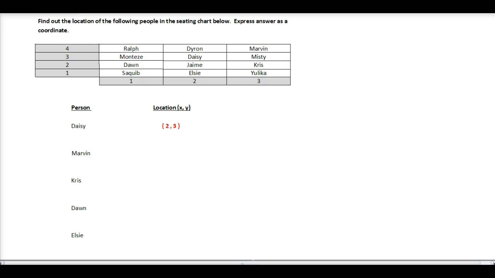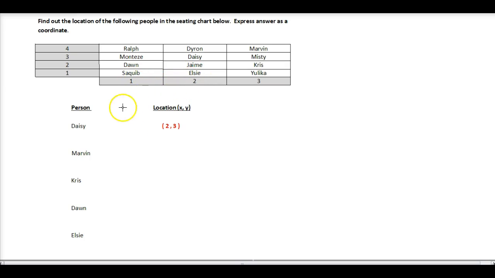Okay, so now we are at our final example where we have taken our Cartesian plane and rearranged it in a way to where now we are talking about a seating chart for a particular room. Just to give us an example of how to read this particular chart, we see that we have Daisy here, and Daisy is located at column 2, row 3. So you can sort of think of it that way.